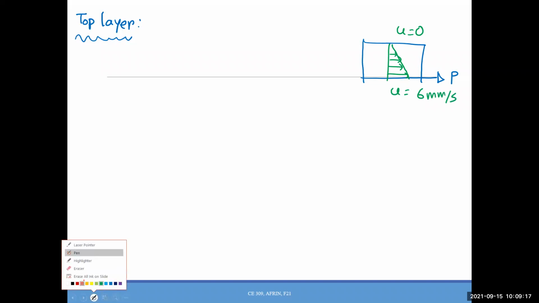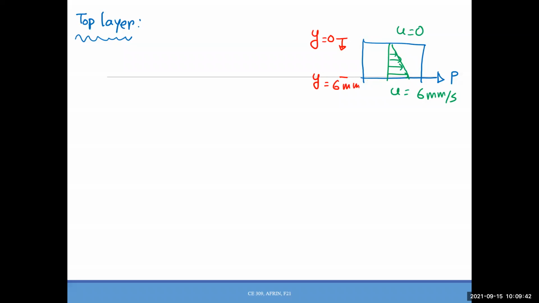And if I start a scale, Y equals 0, what will be Y here? What is the value of Y? What is the total depth of this layer? 6 millimeter. So it will be 6 millimeter, right?